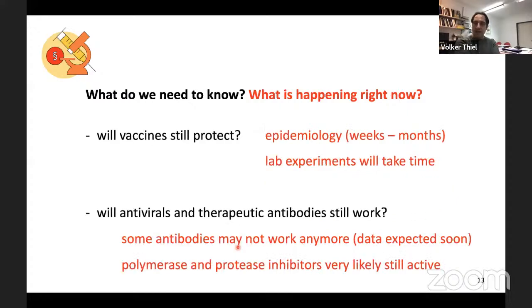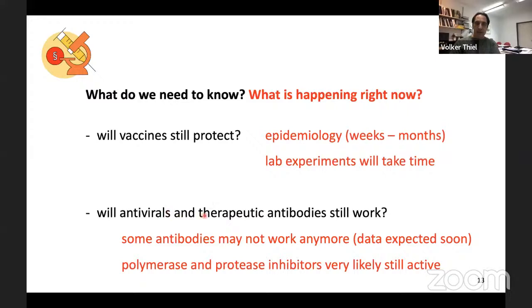Will vaccines still protect? I think we will soon know from the epidemiology, so whether vaccinated people in real life are, to which extent, still protected against Omicron. So this will take time, and also lab experiments will take time. But just from the neutralization data, I would not go as far as already predicting to which extent the vaccines are effective.